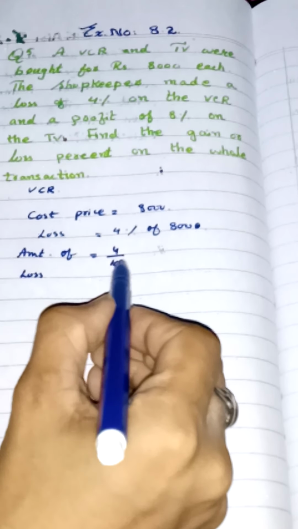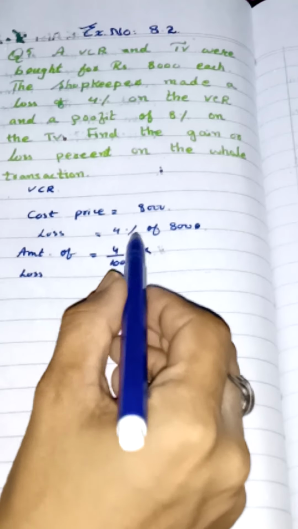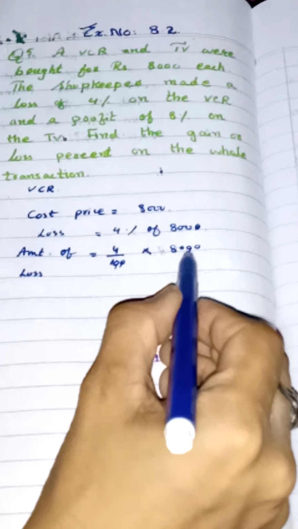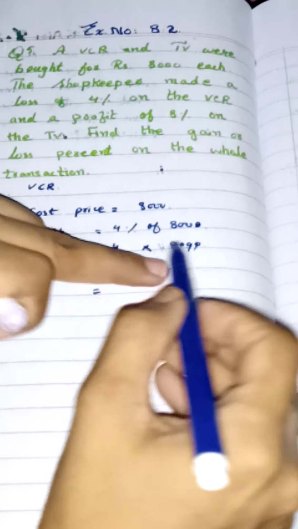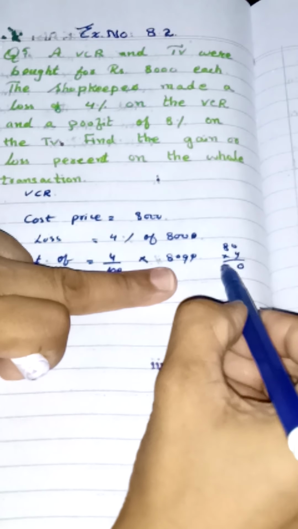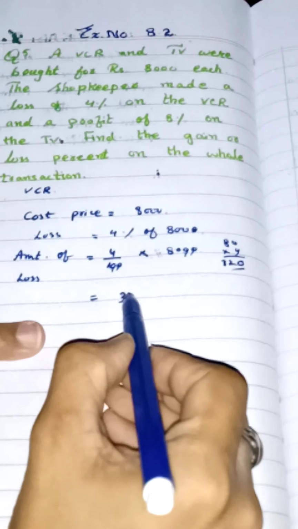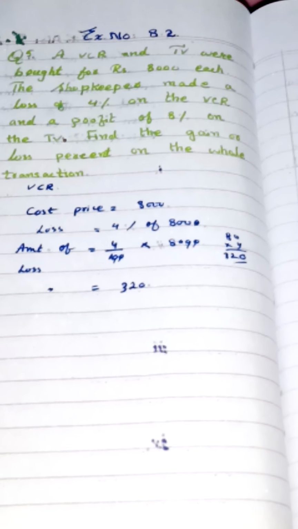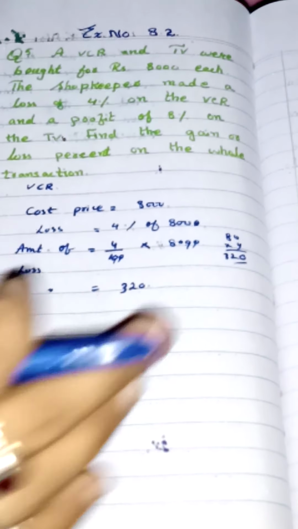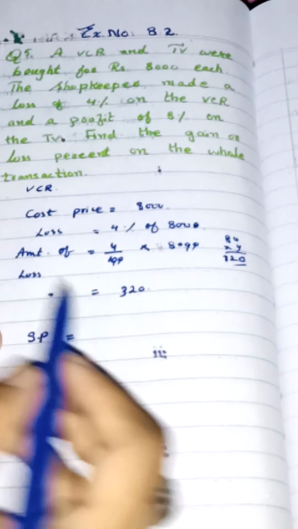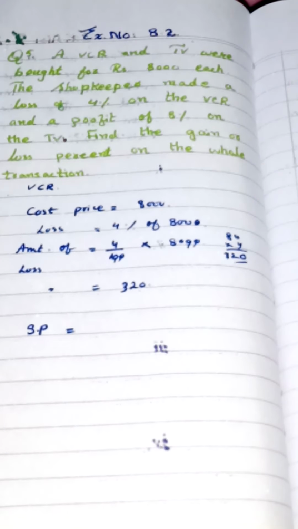4 upon 100 multiplied by 8,000. The two zeros cancel. 4 multiplied by 80, 4 eights are 32, so 320 rupees is the amount of loss. Now find the selling price of the VCR, because we are doing all the work for the VCR. Selling price, find out.